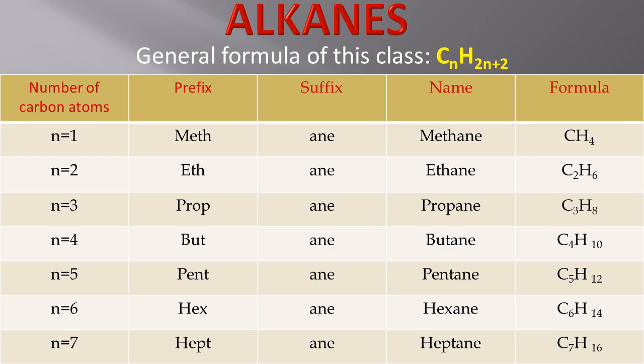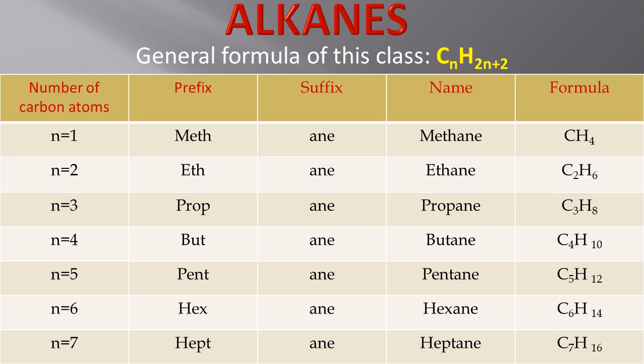So if the number of carbon atoms N is equal to 1, then the prefix becomes meth, and you have to add the suffix ane, so it becomes the name of the compound methane. Then what's the formula? CH4. As I told in the above formula, that is CnH2n+2, you substitute in the place of N as 1, 2, 3, 4, like that.